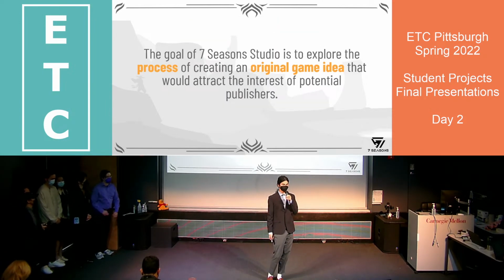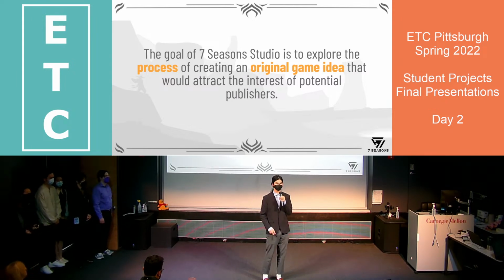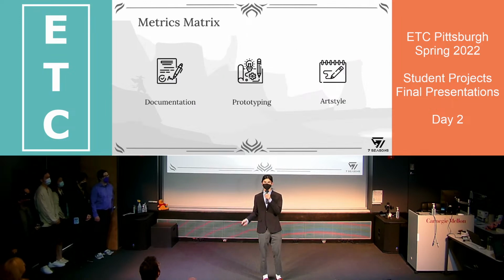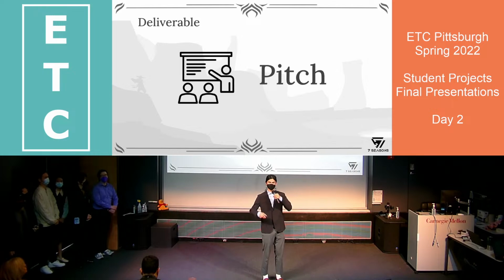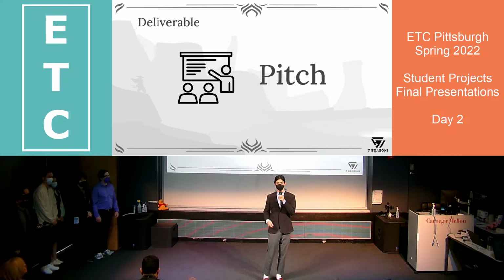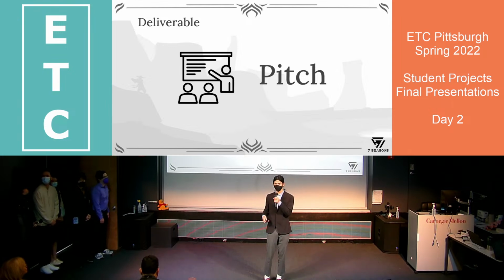The goal of 7 Season Studios is to explore the process of creating an original game idea that would attract the interest of potential publishers. Our metrics matrix are documentation, prototype, and art style. Our main deliverable is a pitch that we would show to publishers and would potentially take us to the second meeting. And to show you the pitch, I'll hand it off to Lachlan Belford.